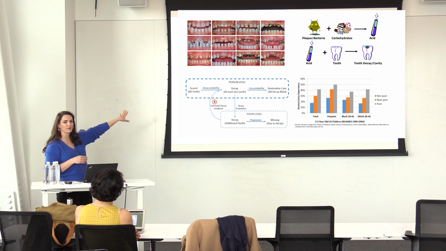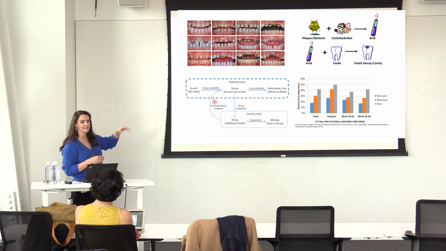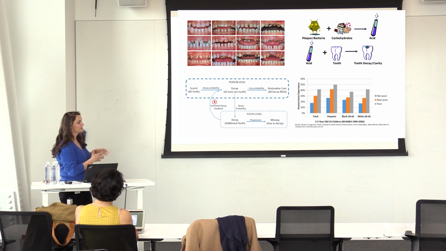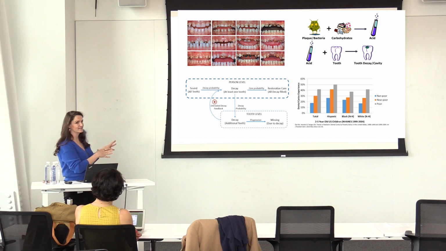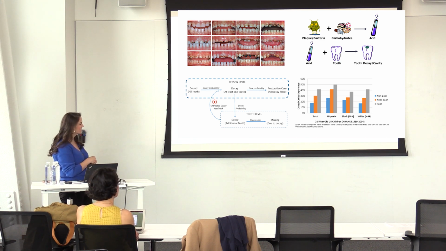Well, who are the people in the population that are getting these rampant caries? This is a social disparity that exists in the population. You can see here, this is from 1999 to 2004 NHANES data, the National Health and Nutrition Examination Survey. And these patterns persist today, even though it's an older slide.